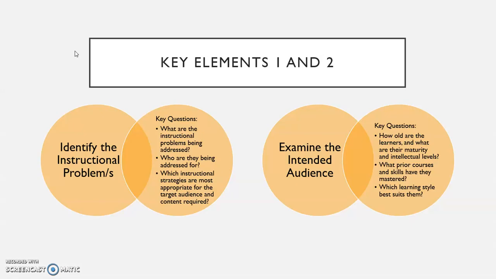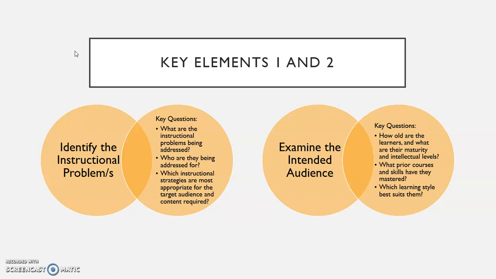Let's discuss the Kemp model's elements, which we'll number only for the sake of ordering them. The first element involves identifying problems and determining if instruction is even necessary, or if it is the best solution to solve the problems. The model recommends conducting a needs assessment to make this determination.